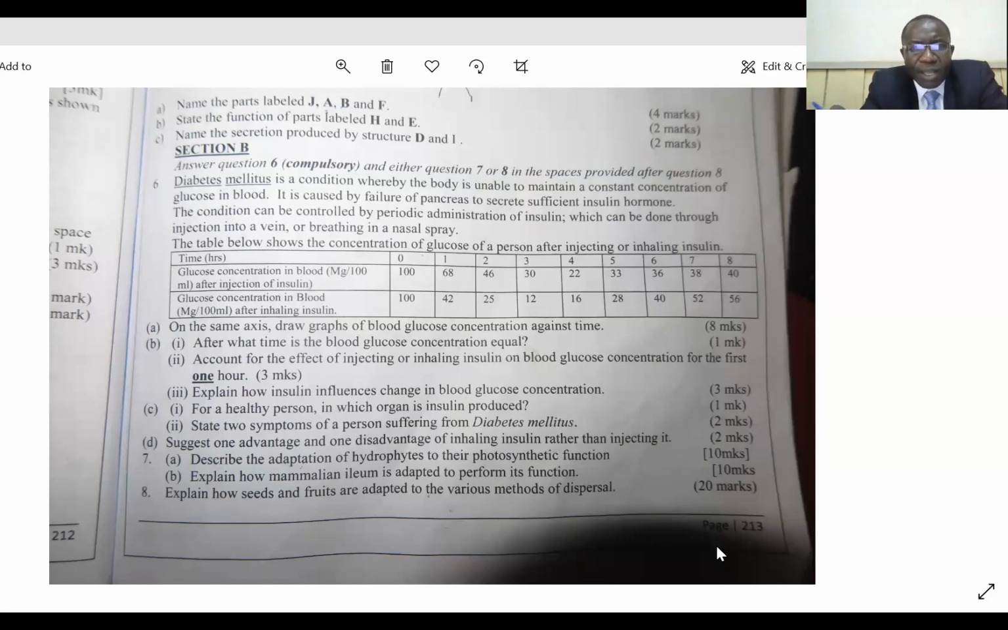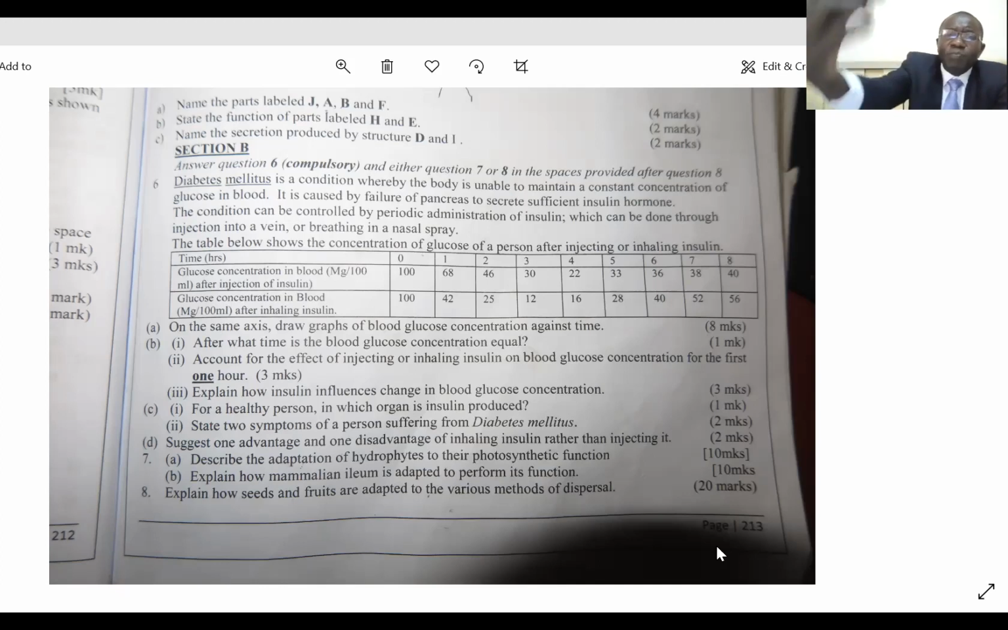Now the question. The condition can be controlled by periodic administration of insulin. That is also a correct statement, and you have been taught that, which can be done through injection into the vein or breathing in a nasal spray. Imagine you are given a question with correct statements. The table below shows the concentration of glucose of a person after injecting or inhaling insulin.